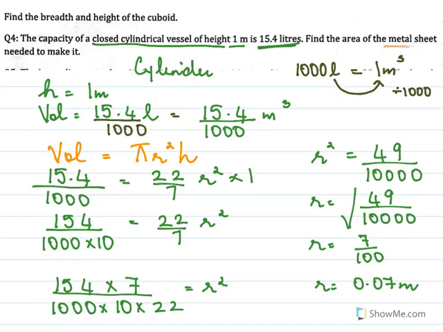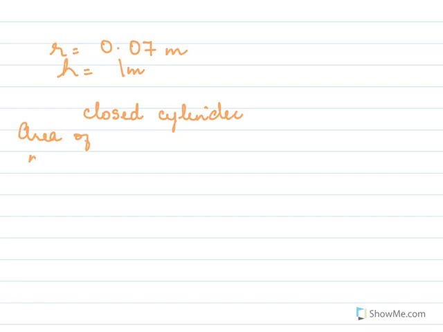We need to find now the metal sheet needed to make it. It's a closed cylinder. So the metal sheet needed to make it will be the total surface area of the cylinder. So here we got radius as 0.07 meter. We know the height of the cylinder is 1 meter, and it is a closed cylinder. We need the metal sheet to make it. So the area of metal sheet equal to TSA, 2 pi r (r plus h).